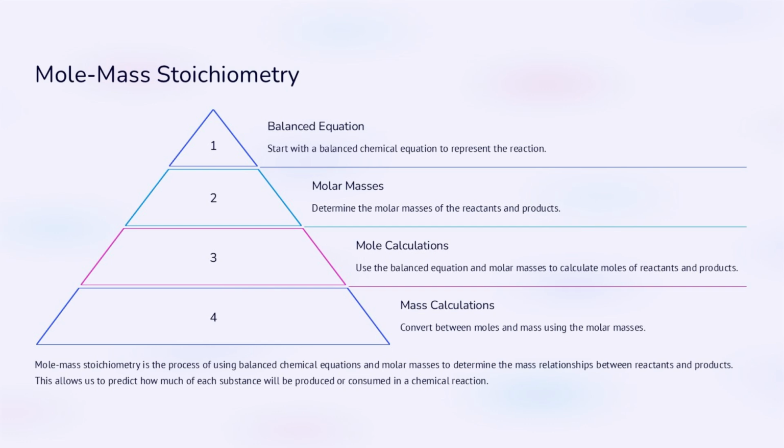Convert between moles and mass using the molar masses. This allows us to predict how much of each substance will be produced or consumed in a chemical reaction. Mole mass stoichiometry is a powerful tool for understanding the quantitative relationships in chemical processes.